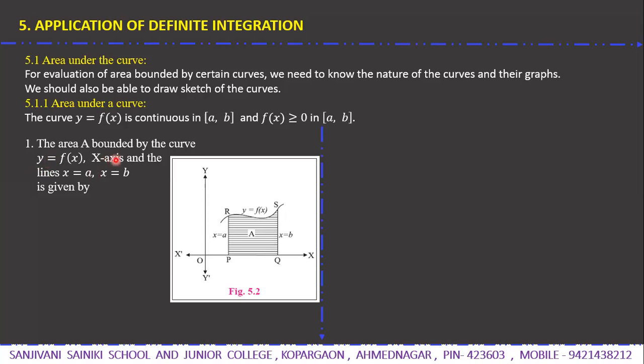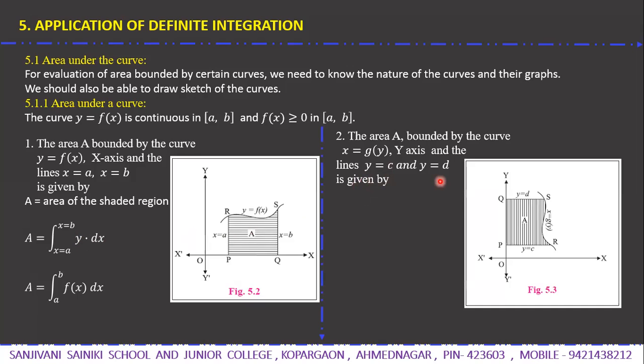The first one is the area bounded by the curve y is equal to f of x and x-axis, the lines x is equal to a and x is equal to b, is given by the integration from x is equal to a to x is equal to b of y dx, y into dx. Whenever the area is bounded by x-axis, then we will use this formula, integration y dx.